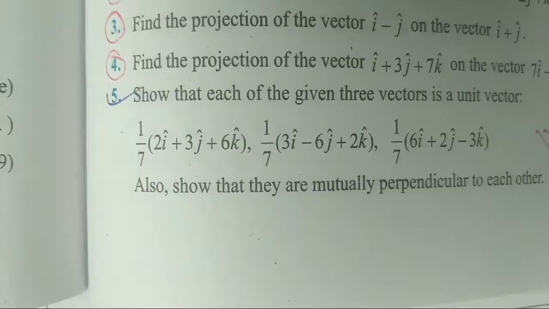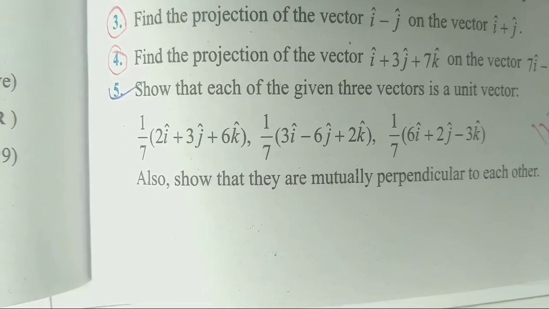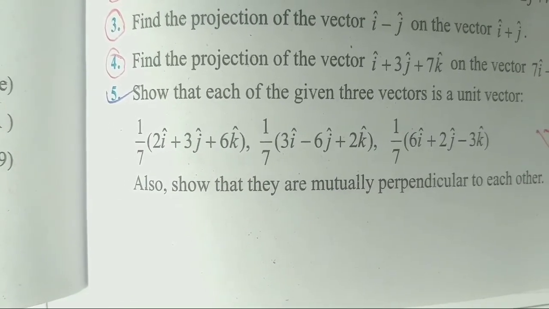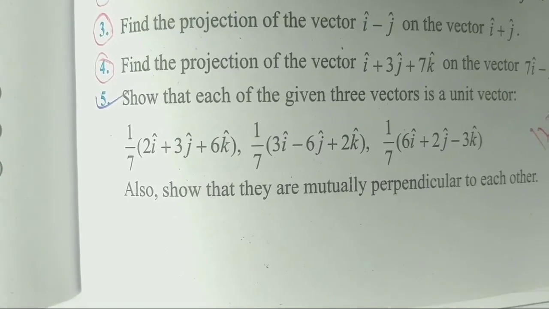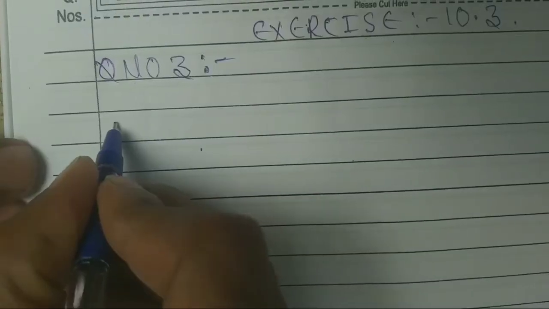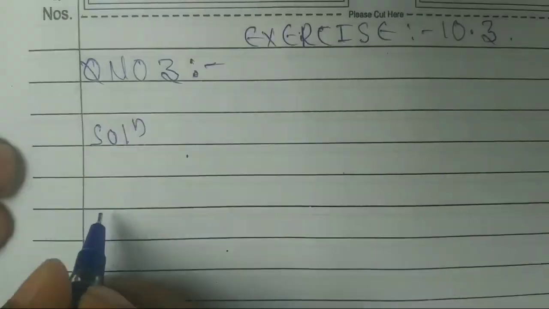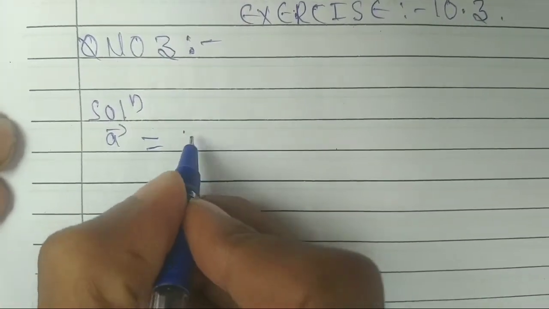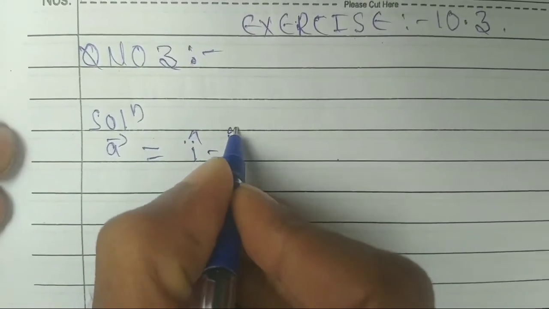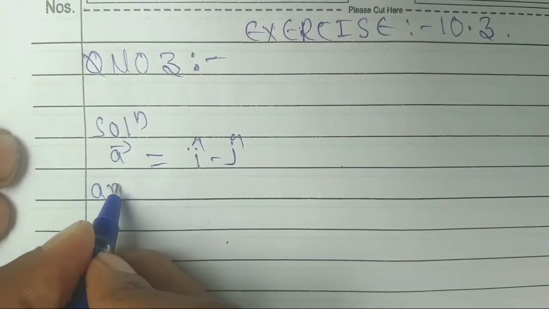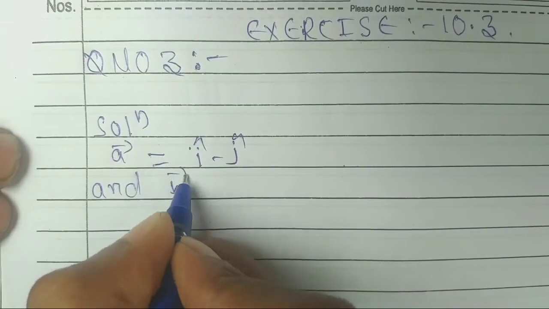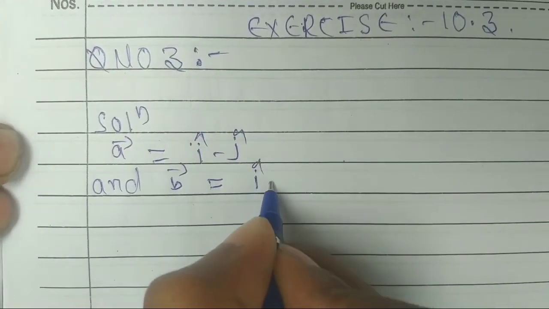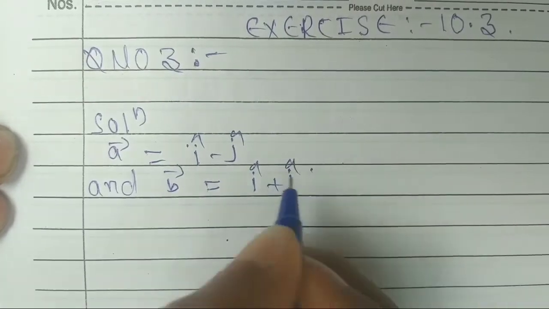Now we will see question number 3, that is, find the projection of the vector i cap minus j cap on the vector i cap plus j cap. Solution: first I will take a vector is equal to i cap minus j cap and b vector is equal to i cap plus j cap.